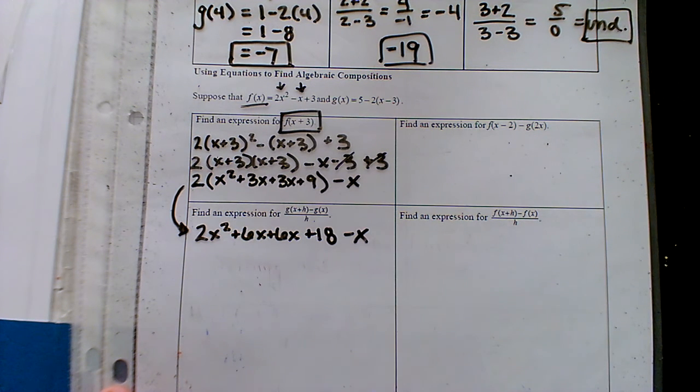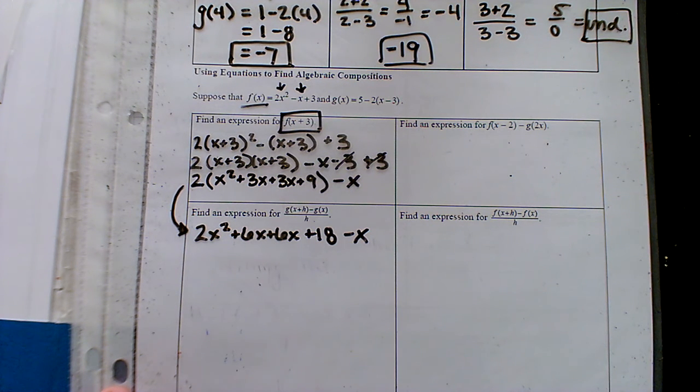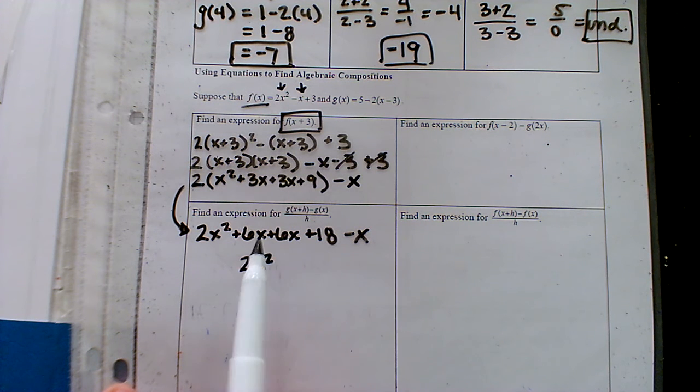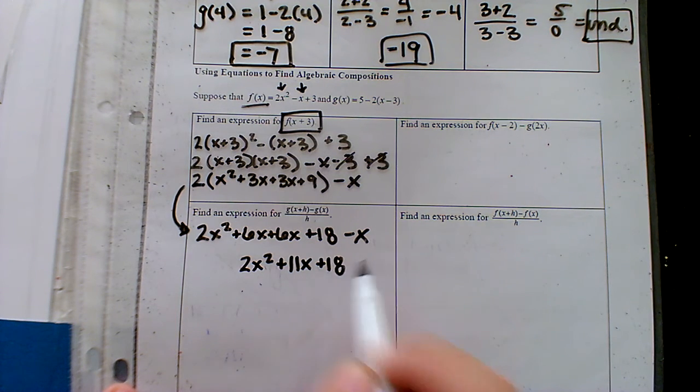Okay, some of you may have wanted to combine the like terms on the inside first. That's okay. Okay, there's more than one way to go about this, but we should all get the same thing in the end. So now that all of my parentheses are gone, we can combine our like terms. We'll have a 2x squared, and then I have 6x, 6x, -1x, so that would be 11x, and then an 18.